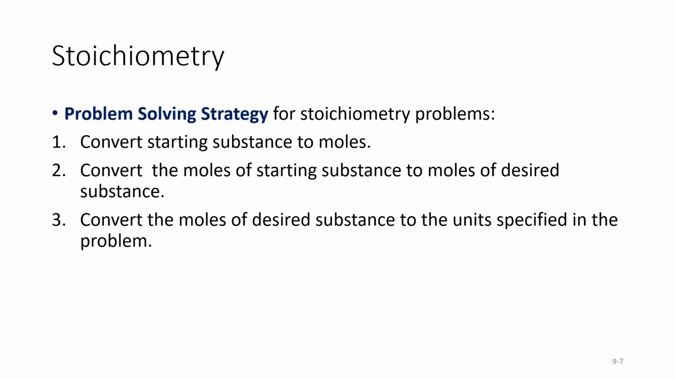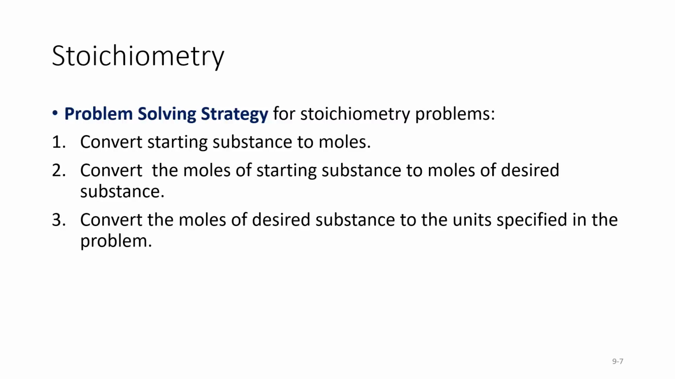Okay, so here is a list of steps for people that like listed out steps. You can read through these. The first thing you're going to do when you start with a stoichiometry problem is you have to convert the starting substance to moles. Then you're going to convert the moles of the starting substance to the moles of the desired substance. Then you're going to convert the moles of the desired substance to the unit specified in the problem.